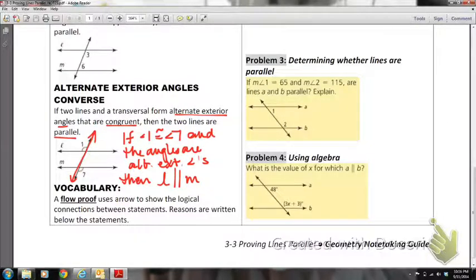The other thing we're going to talk about in this lesson is a flow proof. A flow proof uses arrows to show the logical connections between statements, and then the reasons are written below the statement. So we're going to do that in problem 2. We'll write a flow proof to let you see how that is written. So let's go look at problem 1.